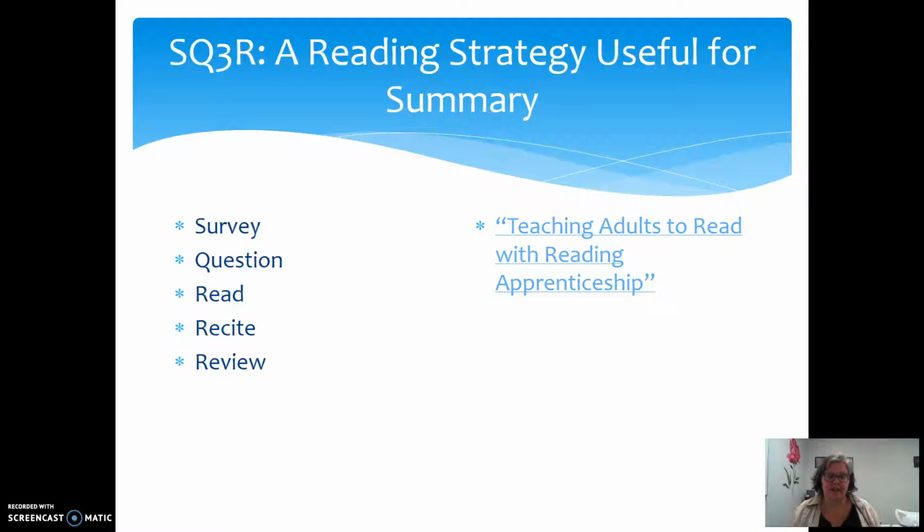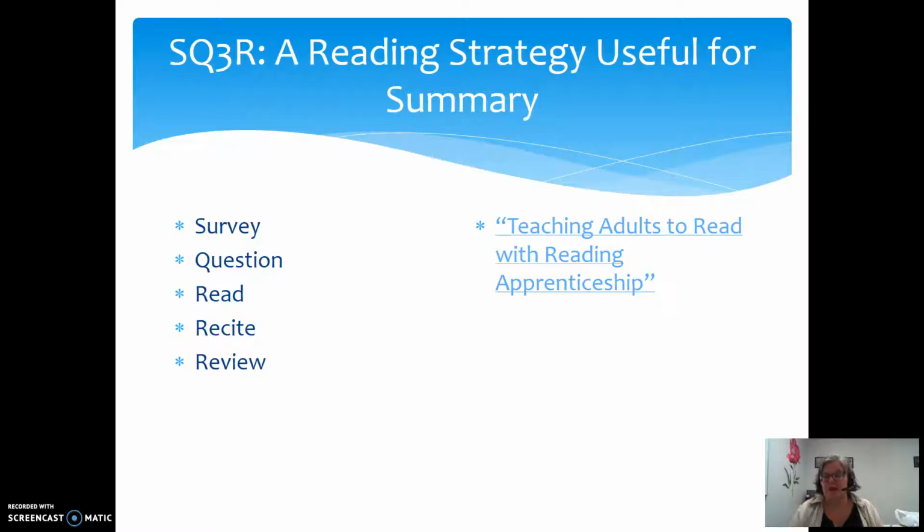And that's an important thing to do, just to get a sense of what it's about. What you're doing there is activating your schema, what you already know about the topic. All right. Question is using the headers, because in a lot of textbooks they have headers, and you turn those headers into questions. By the end of the section you should be able to answer that question with the information in that section. And whatever that answer is, that's what makes it into your summary.